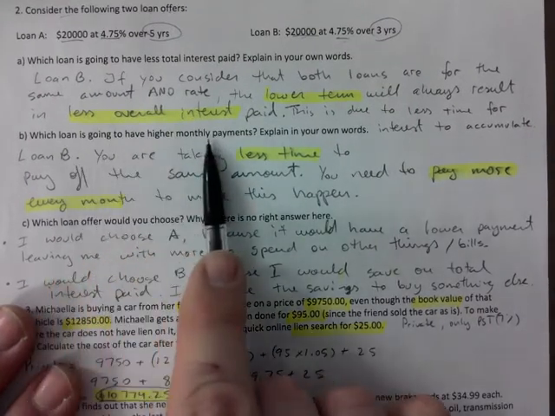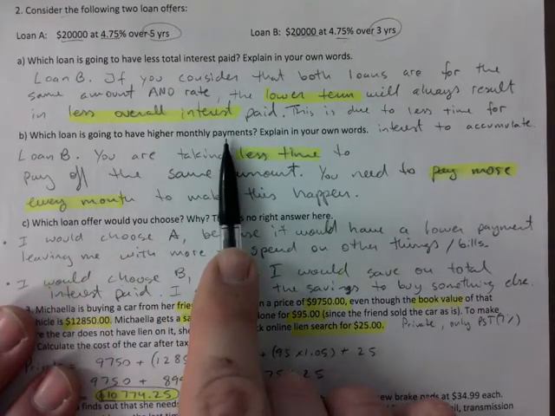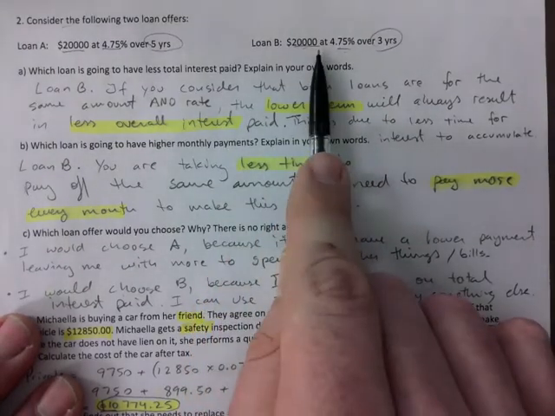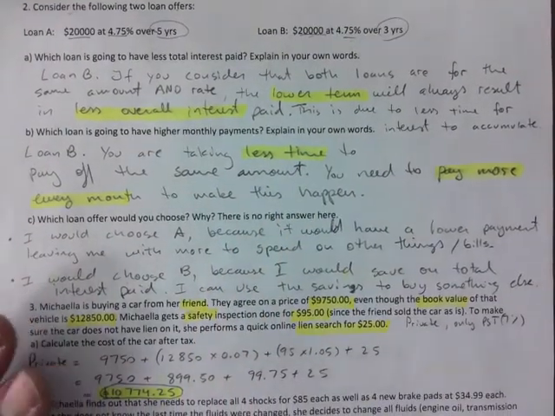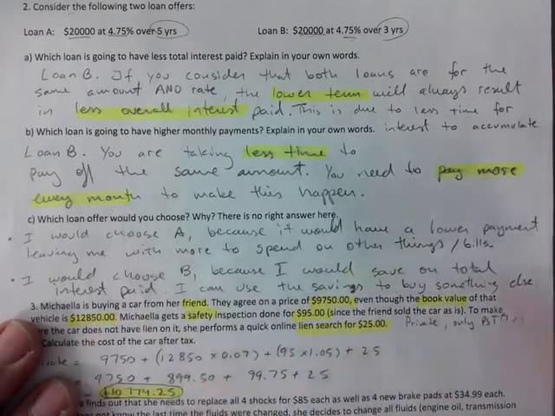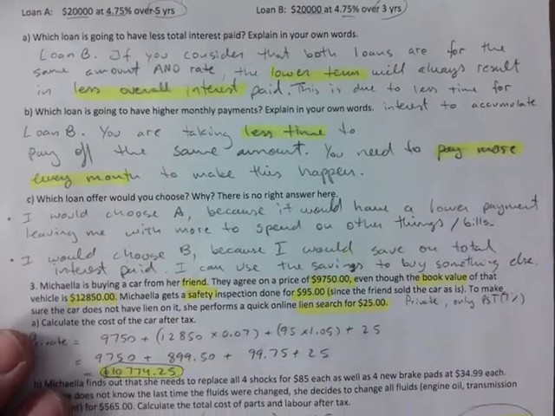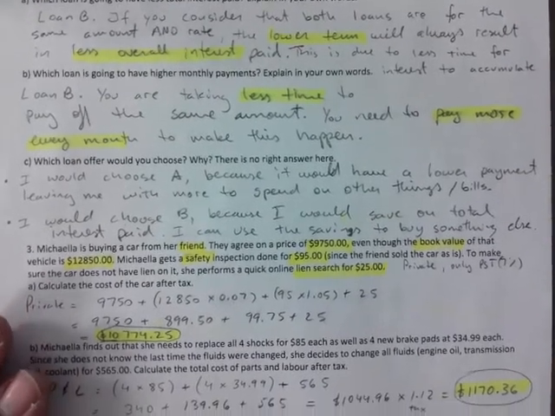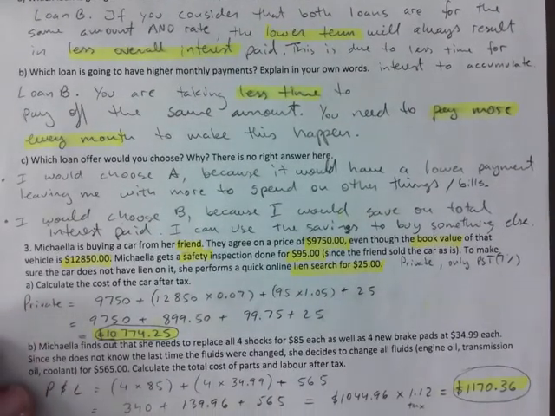Take less time to pay off, right? Which is going to have a higher monthly payment? Loan B is going to win this one as well because you're paying it off faster, of course. So less time means you pay more every month, right? So you use your own words. Feel free to elaborate, right? Which loan would you choose? Why? There's no right answer.